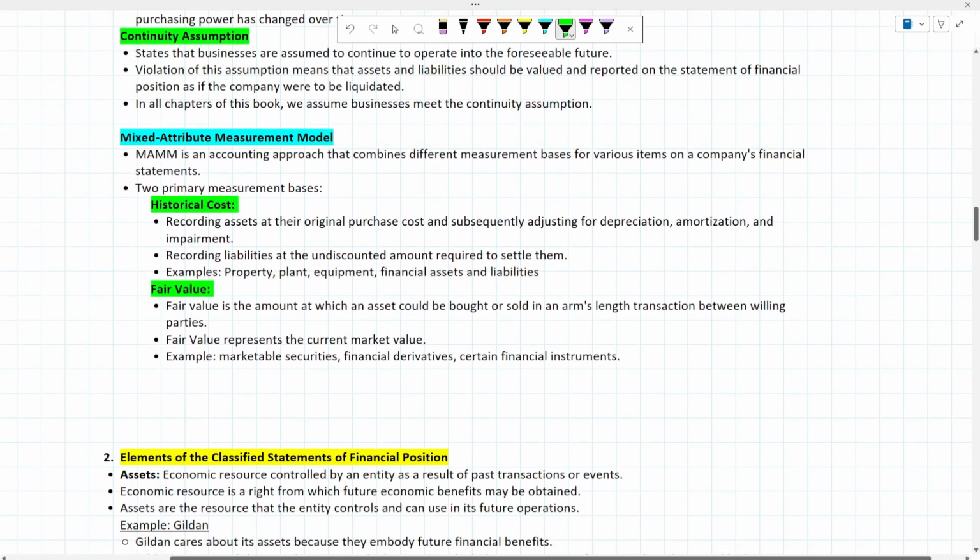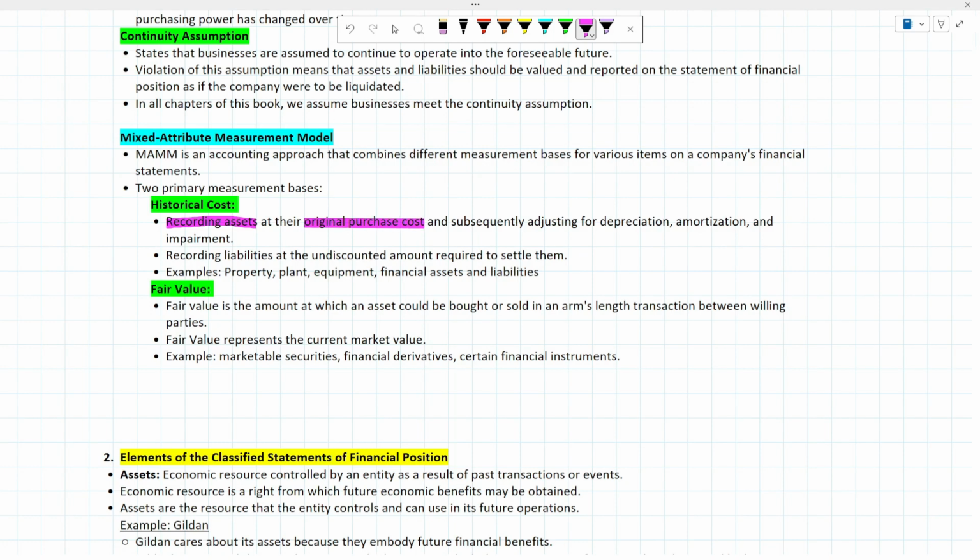So, mixed attribute measurement model. MAMM is an accounting approach that combines different measurement bases for various items on a company's financial statements. You have two primary measurement bases. You have historical cost, which is recording assets at their original purchase cost and subsequently adjusting for depreciation, amortization, I don't know if I said that right, and impairment. Recording liabilities at an undiscounted amount required to settle them. An example of this is property, plant, equipment, financial assets, and liabilities. So I'll highlight that: recording assets at the original purchase cost.